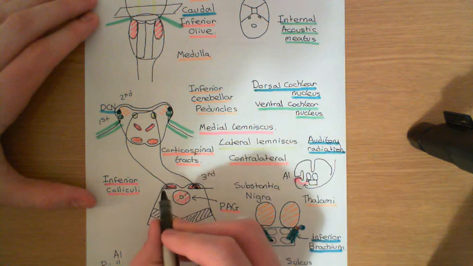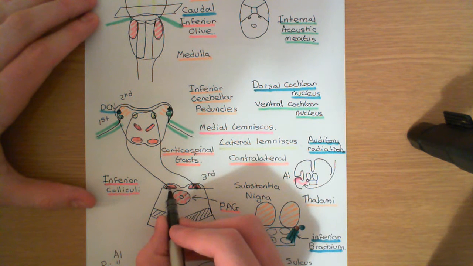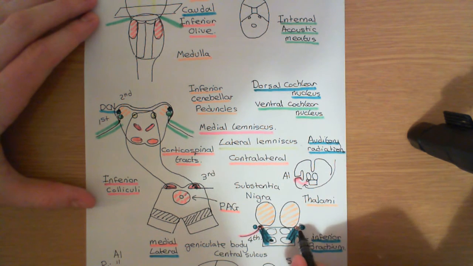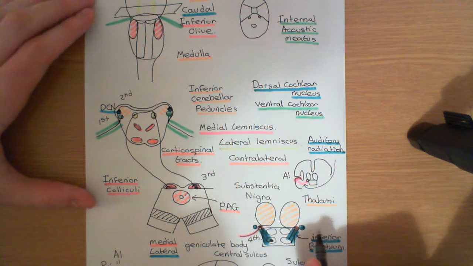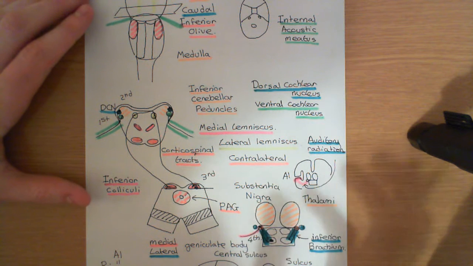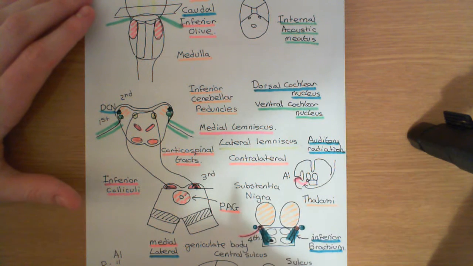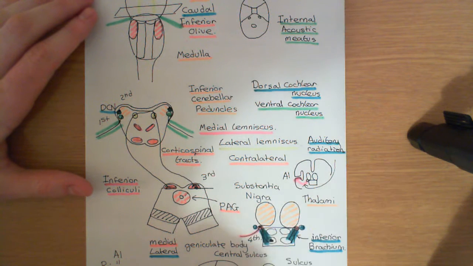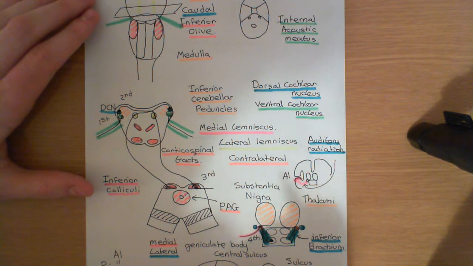It'll synapse on a third order neuron in the right inferior colliculus, which will then go up in the right inferior brachium to the right medial geniculate body and synapse on a fourth order neuron, which will then go into the right auditory radiation to the right primary auditory cortex. And again, there's the same tonotopic map with the medial portions processing high frequency information and the lateral portions processing the low tone sounds.